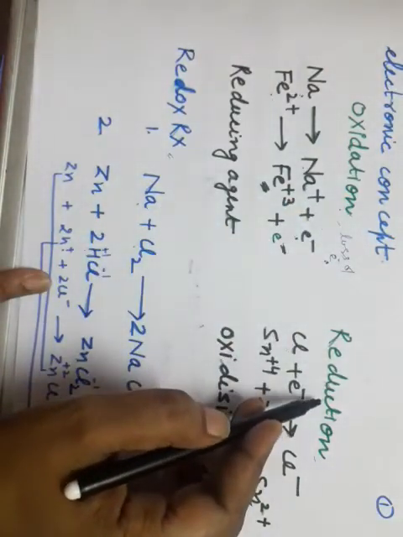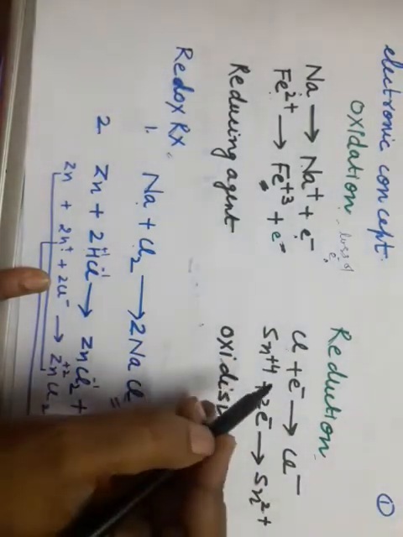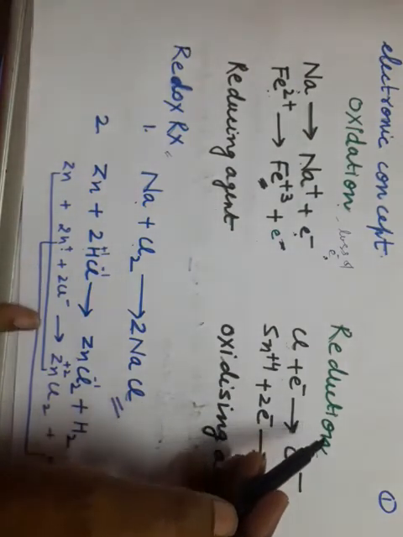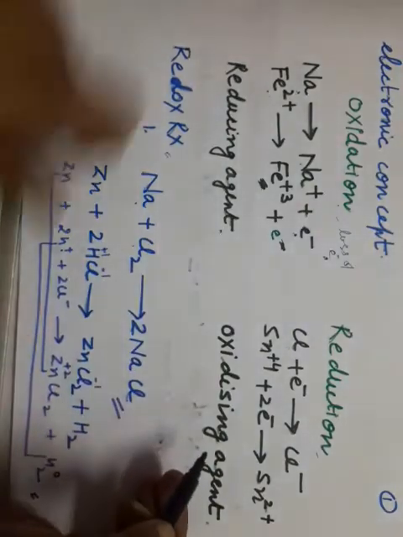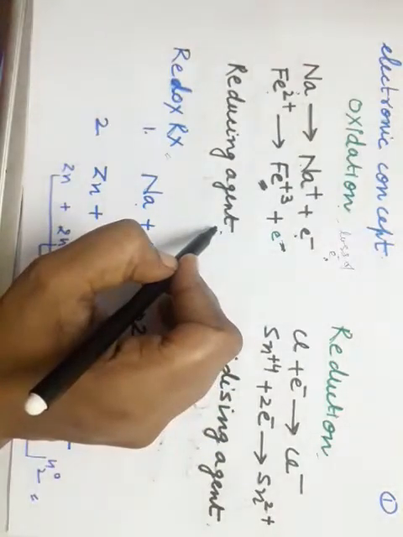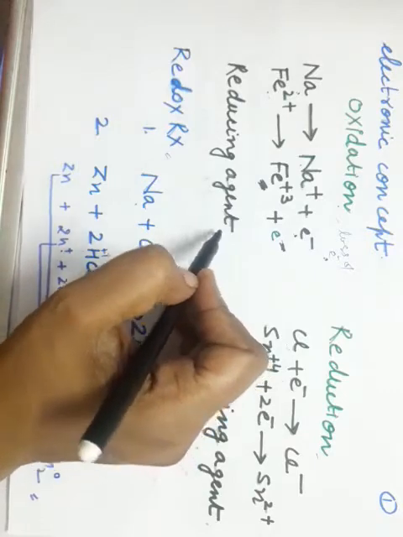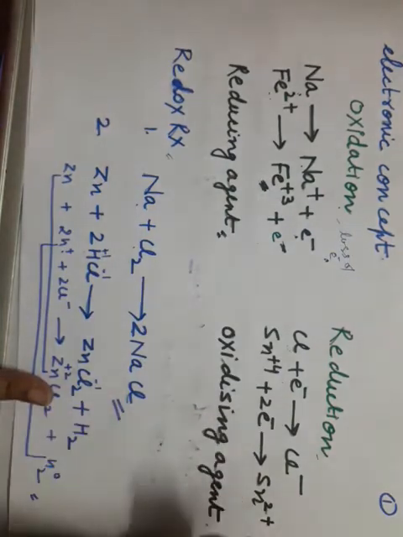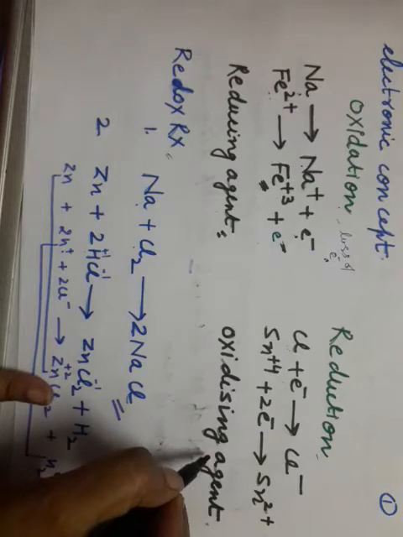At the same time, reduction. If any elemental state gains electrons or ionic species gain electrons, they are placed in the category of reduction. See, now we have the terms reducing agent and oxidizing agent. In the reaction, the element whose oxidation takes place is placed in the category of reducing agent, and the element which is involved in reduction is called the oxidizing agent.